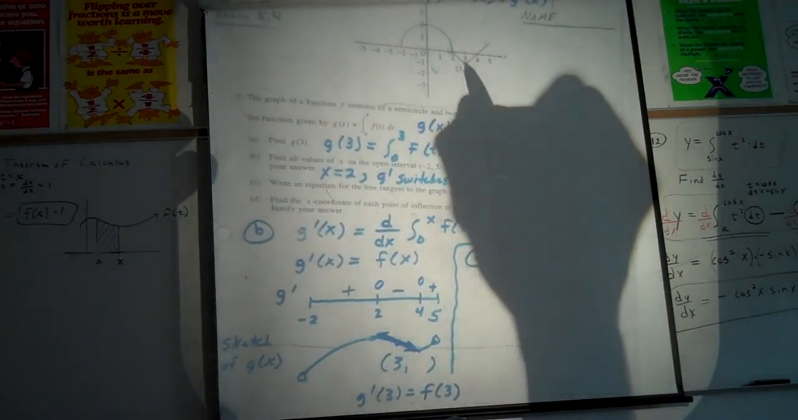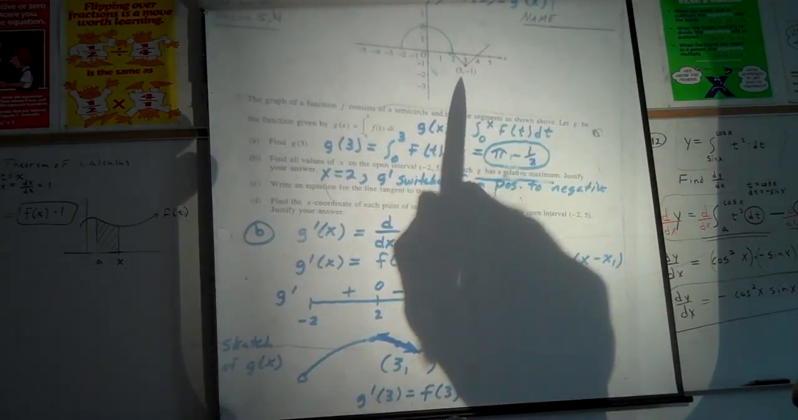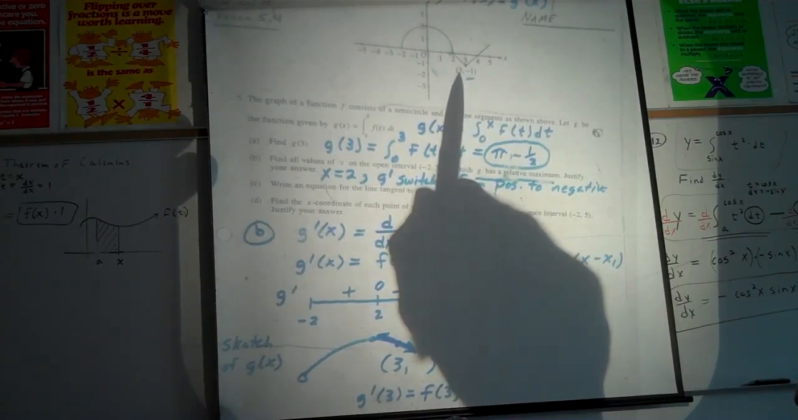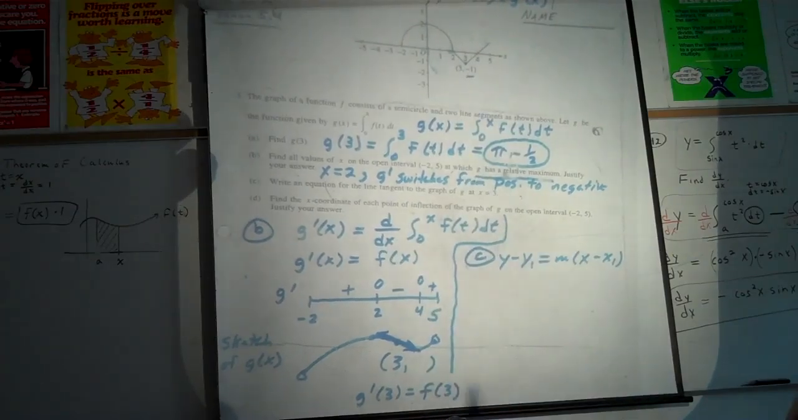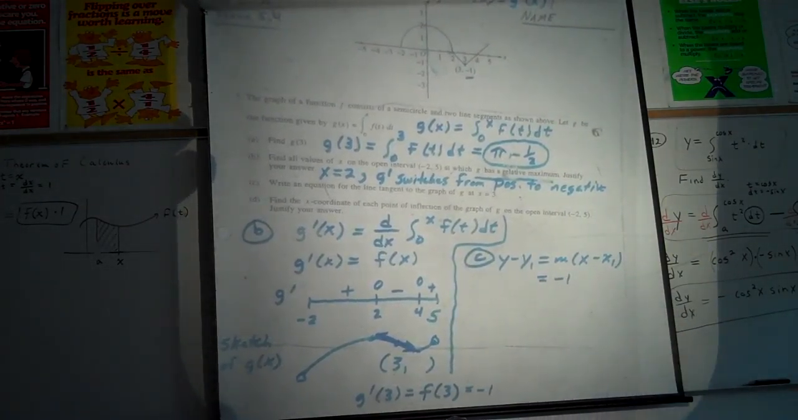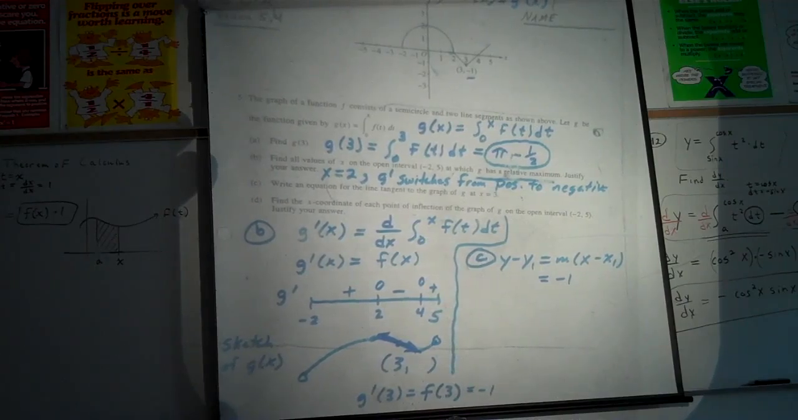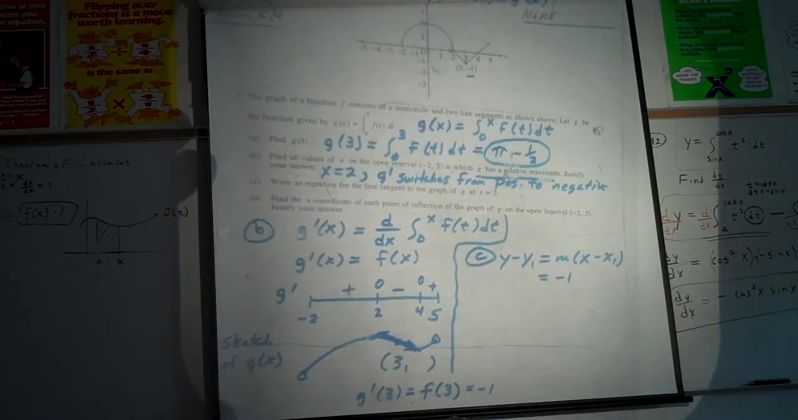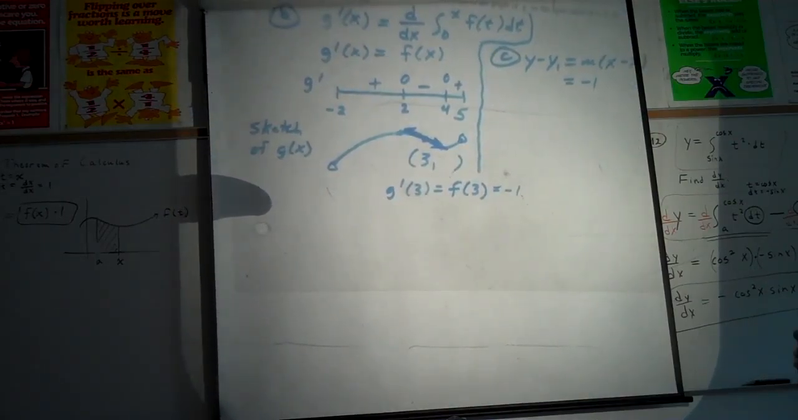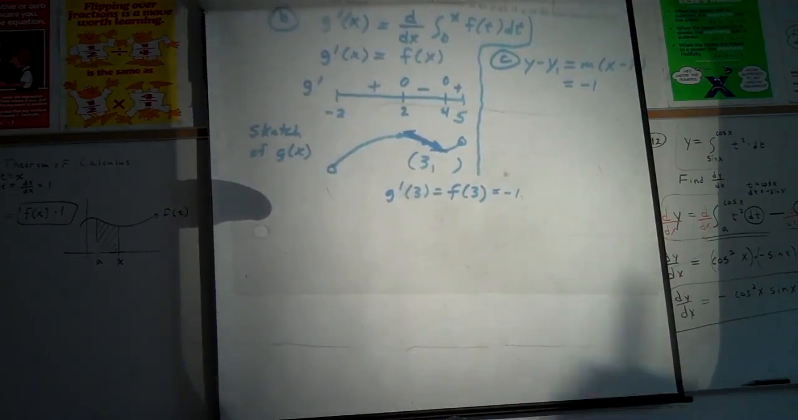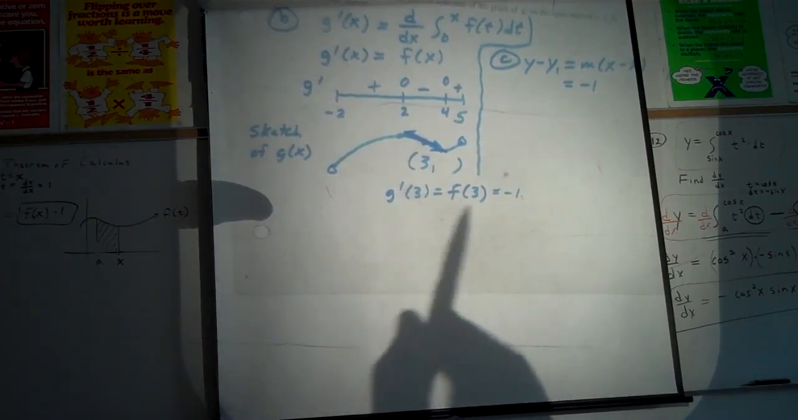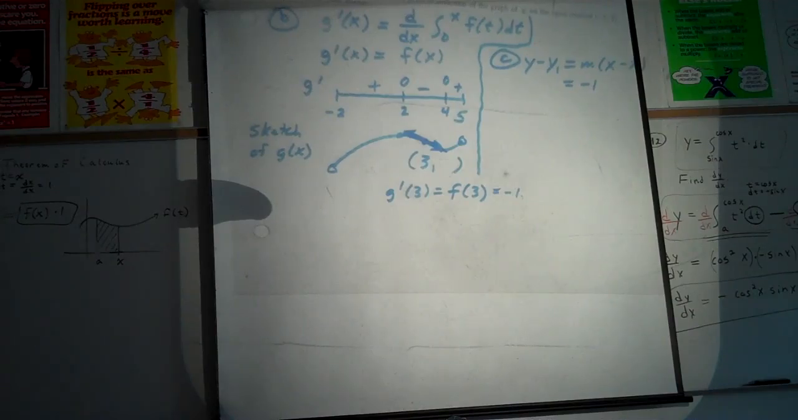Here's 3. What's f of 3? Negative 1. If you plug 3 into your f equation, you get negative 1 for the y right there. So that's your slope. Again, if you want the slope of g at 3, you have to do g prime of 3, which happens to equal f of 3, which happens to equal negative 1. And these two being equal, that'll be a real common thing you'll see on a lot of these problems.